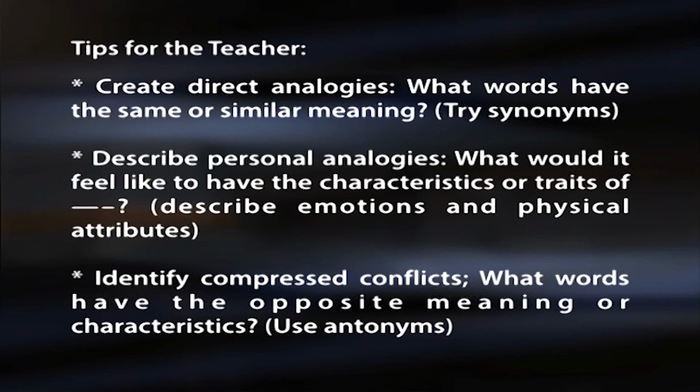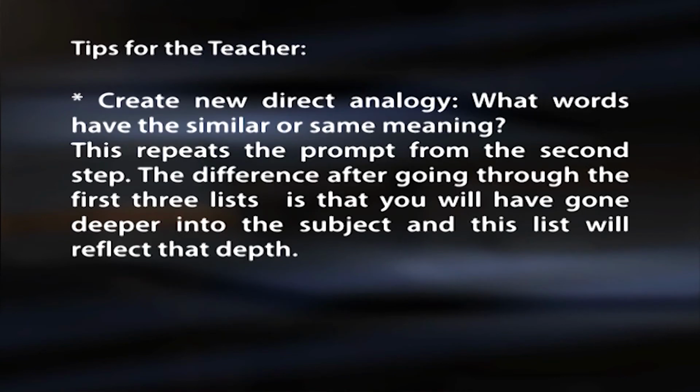What would it feel like to have the characteristics or traits described, emotions and physical attributes? Identify compressed conflicts. What words have the opposite meanings or characteristics? Use antonyms. Create new direct analogy. What words have the similar or same meaning? This repeats the prompt from the second step. The difference after going through the first 3 lists is that you will have gone deeper into the subject, and this list will reflect that depth.